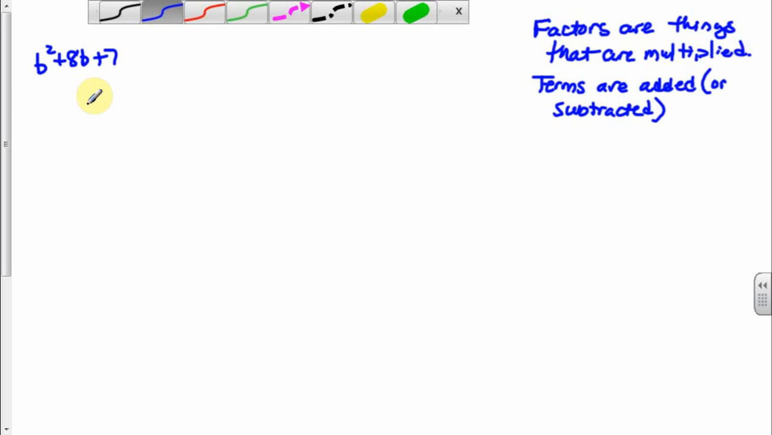I am asking you to factor it, which means I'm asking you to write it as a product, as something times something, okay? You are supposed to have these skills where you are looking for things that multiply to be 7 but add to be 8, right?